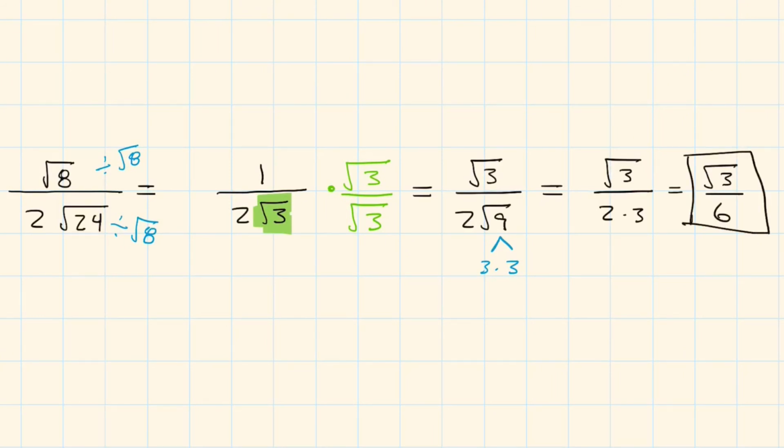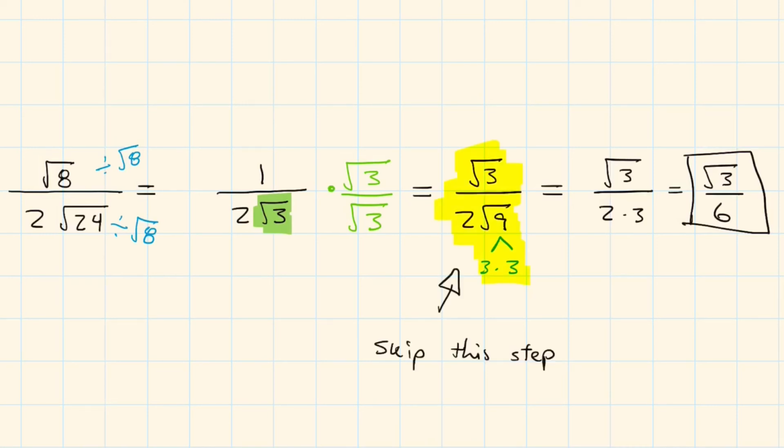So we call this rationalizing the denominator because a square root is not a rational number, it's irrational. So we're getting rid of the square root in the denominator. So we call this process rationalizing the denominator, and we'll talk more about it pretty soon.